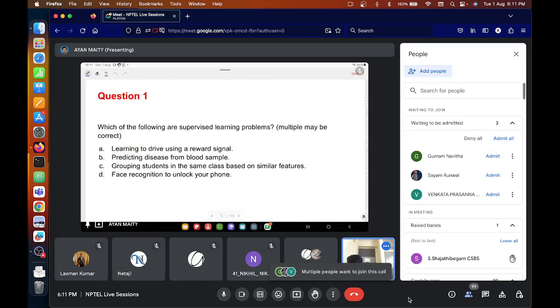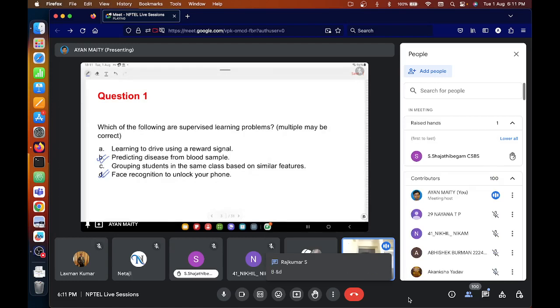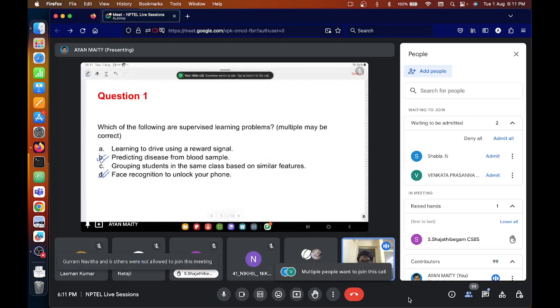So the correct options are B and D here. You have to find out the options which are supervised learning problems. The first option is learning to drive using a reward signal. This is what we do in reinforcement learning. If you have gone through the initial introductory videos for machine learning, this is what we do in reinforcement learning, where we try to teach an agent using a reward signal. So option A is not a supervised learning problem.